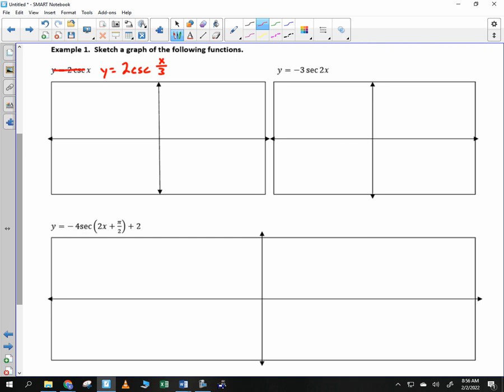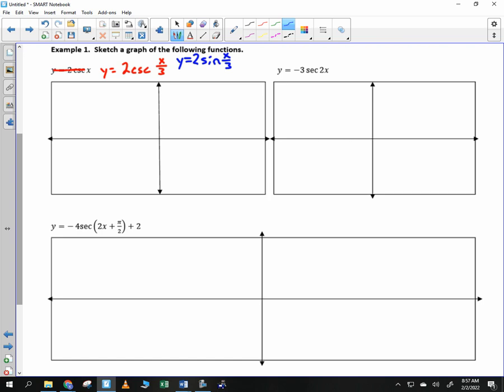Okay, I'm going to switch the problem. We're going to do y is equal to 2 cosecant of x over 3. So what I do first is I don't graph cosecant. I instead start by graphing y is equal to 2 sine of x over 3. And the reason why I do 2 sine of x over 3 is that cosecant and sine are reciprocals. That's something you got to be able to think through and figure out. Memorize, mark on your chart, something.